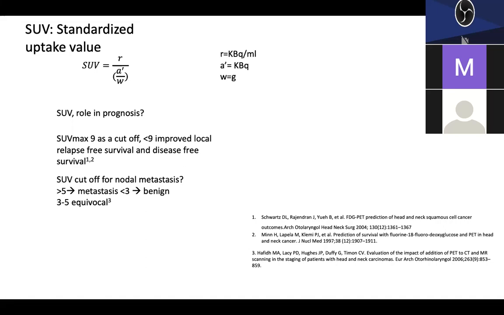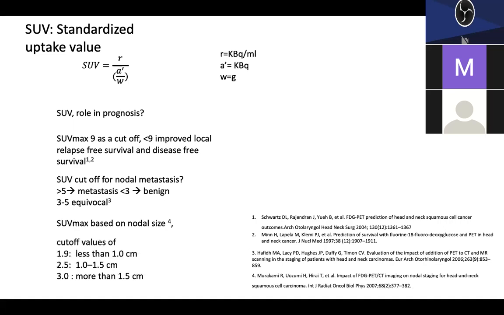mm in size. So there is another group of papers that have been published where they tried to correlate the uptake with the nodal size. So depending on the nodal size, they had given different cutoffs. If the nodal size is less than 1 centimeter, the cutoff is 1.9 SUV max; for 1 to 1.5 centimeters, 2.5; and for more than 1.5 to 3 centimeters, 3. This study also showed accuracy of some 70-80%.